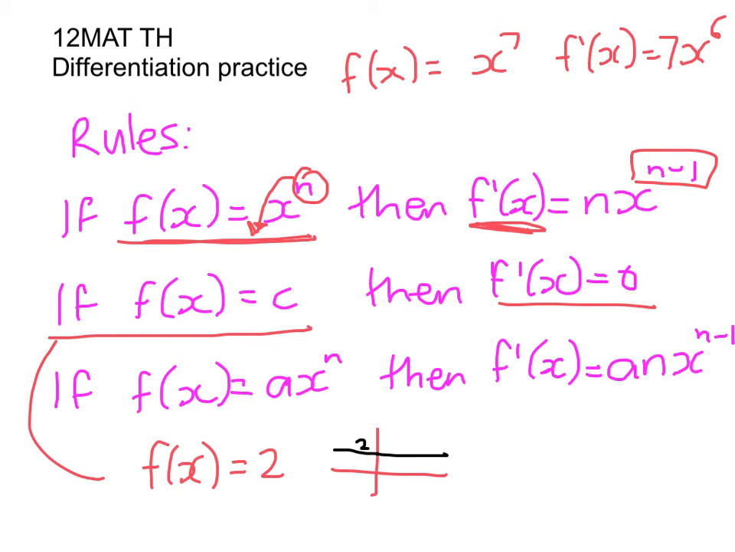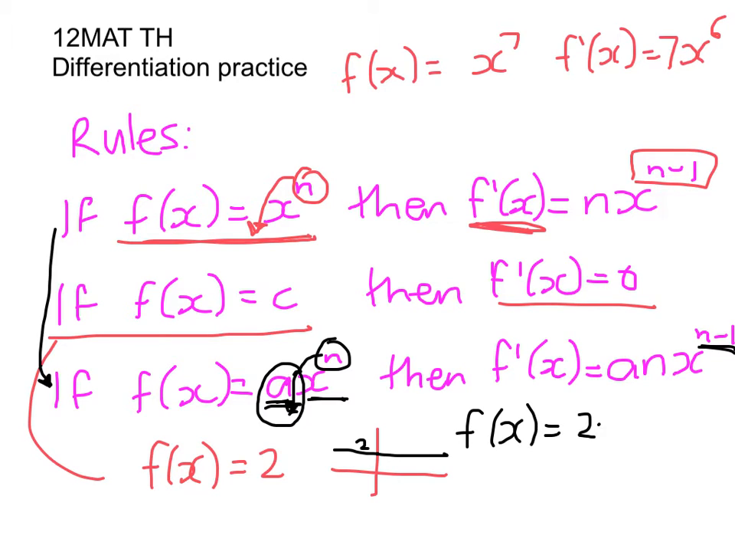The last rule is just a development of the first one: if f of x is equal to a constant a times x to the power of n, then I proceed as before. I bring down the n, multiply it with the a, and reduce the power by 1. For example, if f of x is equal to 2 times x to the power of 7, f dash of x is going to be equal to 14x to the power of 6.